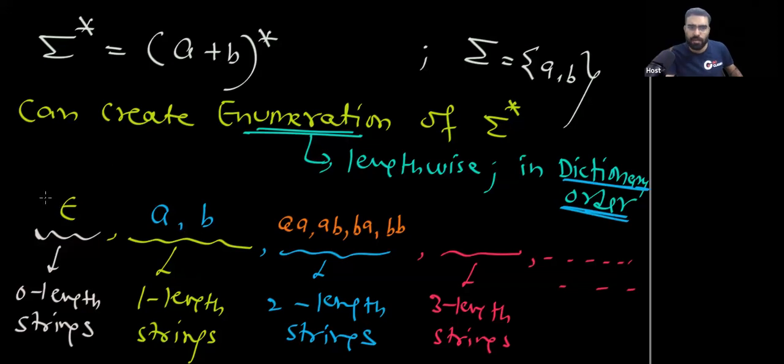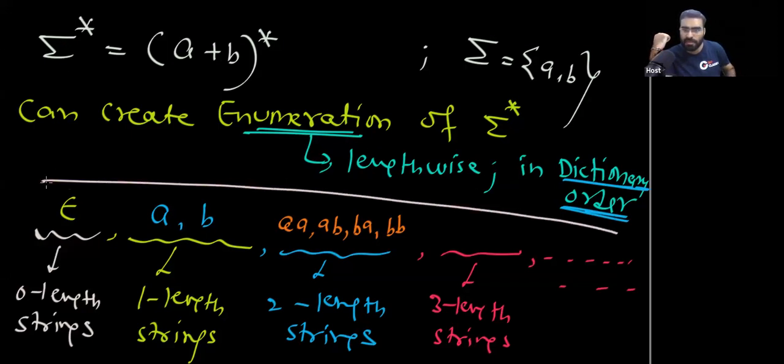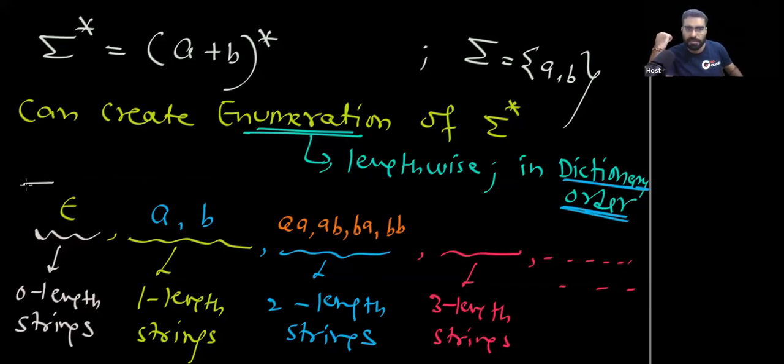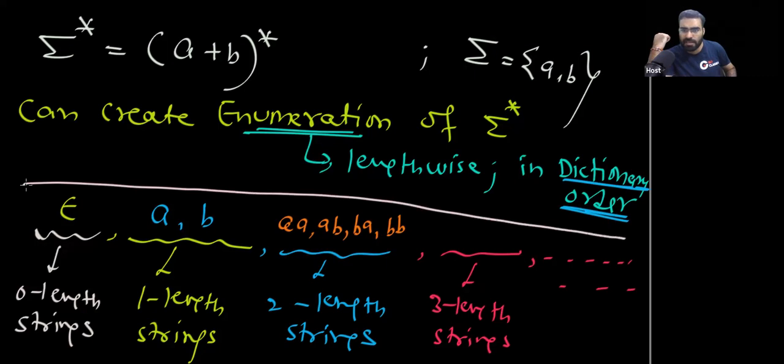Tell me, in this enumeration, can I say every string will appear? Look at this enumeration. I am enumerating like this. Will every string appear? Yes, every string will appear. You can easily notice every string will appear.